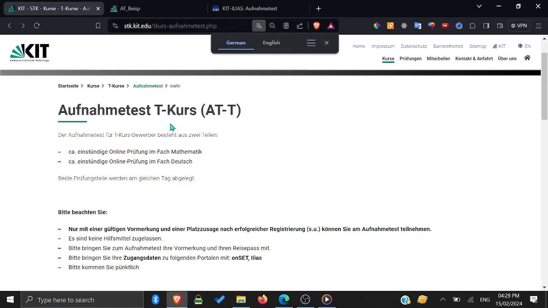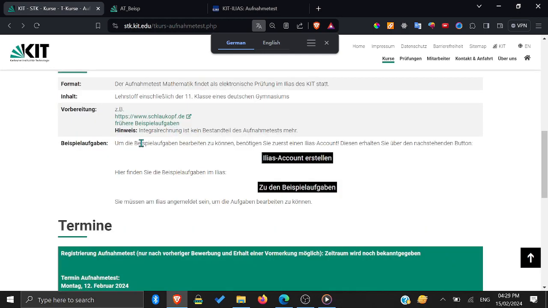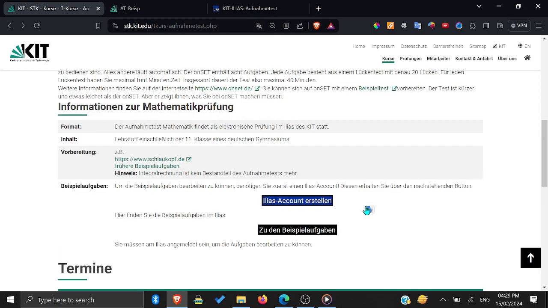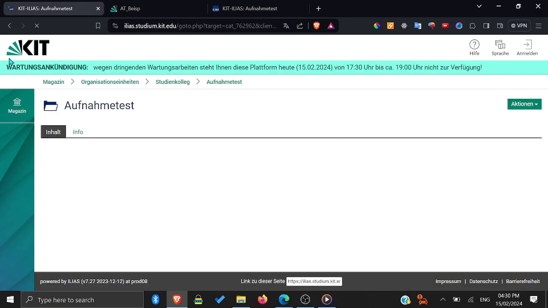I think I have it here. Yeah. So, I think here you have this. You can make an account on Ilias here, and then you can attempt the Beispielaufgaben on Ilias itself. So this is how it looks like. The Ilias page for the Aufnahmetest.